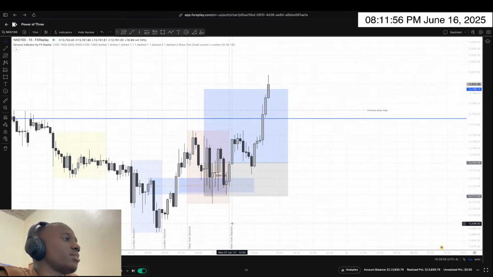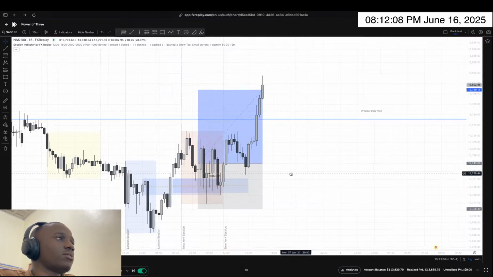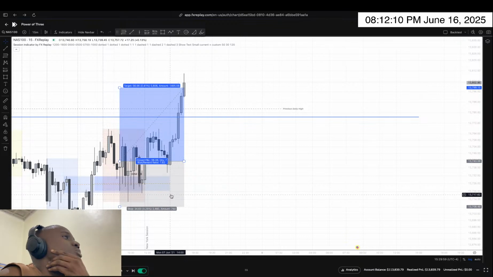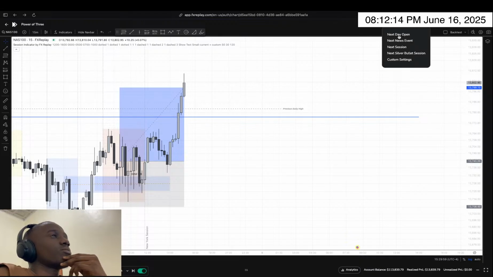So lesson from here, maybe a stop loss should be at the first candle of the gap, somewhere here. Yeah, might be possible. Good. Yeah, that's a good lesson. So next day open now.